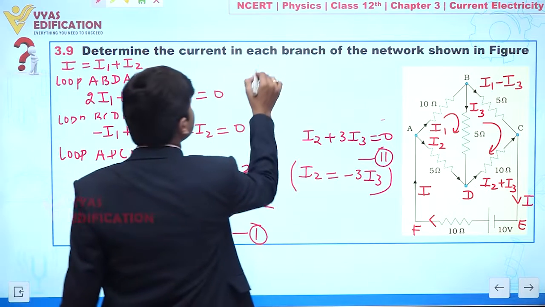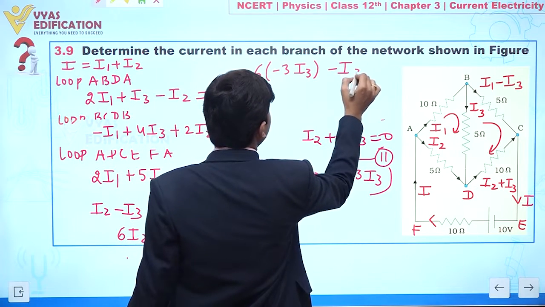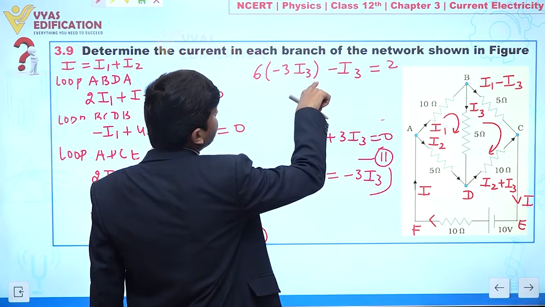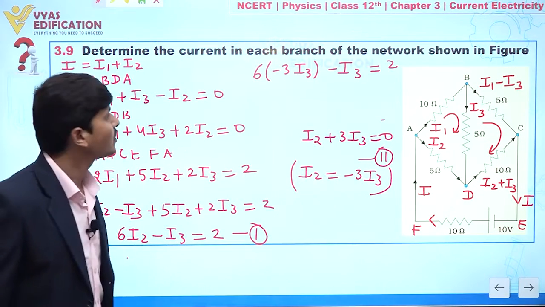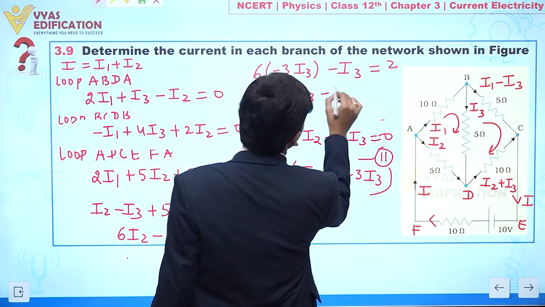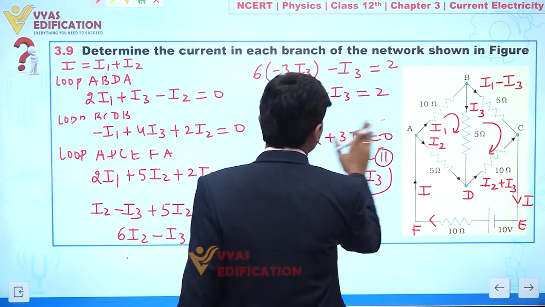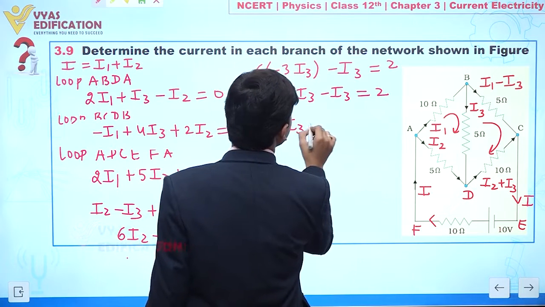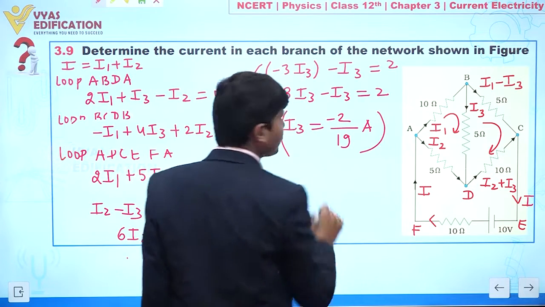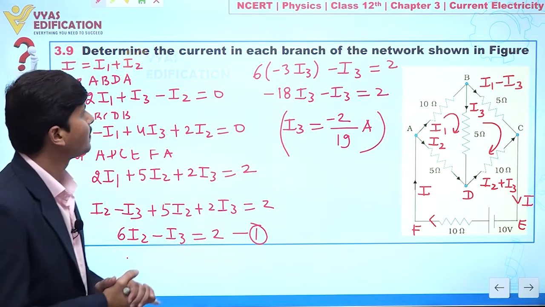So I can say 6 times I2, this is minus 3I3, minus I3, and this should be equal to 2. From here you can say this is minus 18 I3 minus I3 equal to 2. So from here we can say the value of I3 is given by minus 2 by 19 ampere. Clear to everyone? So the I3 value you are getting is minus 2 by 19 ampere.